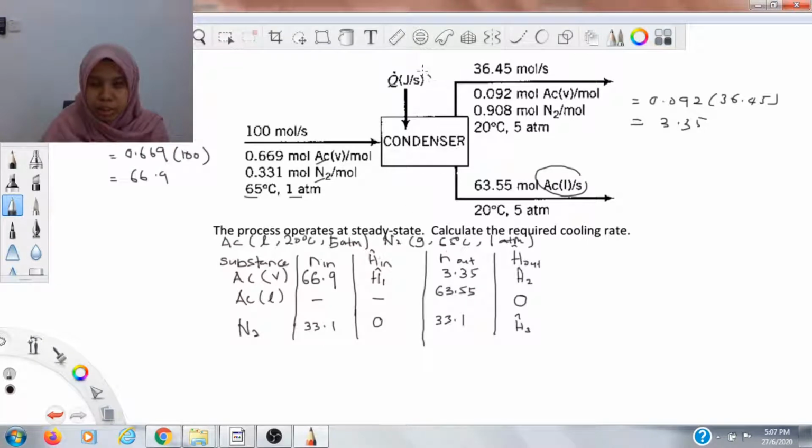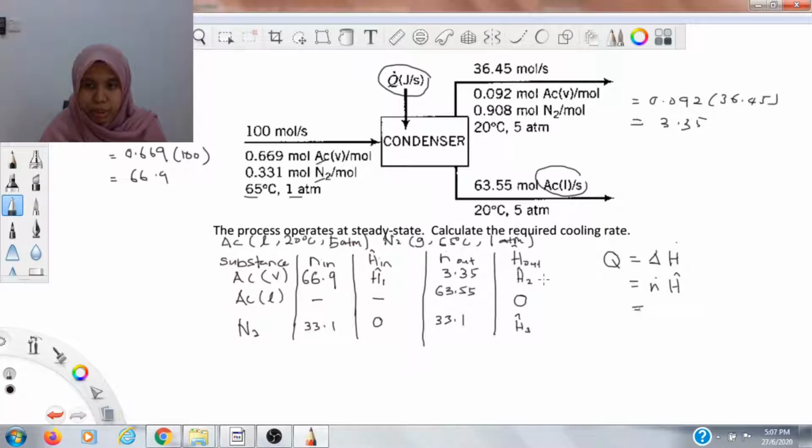Remember, the question is asking for Q. And again, there is no kinetic energy and no potential energy, so we can assume the final equation for this is Q equals delta H. In order to get the delta H, we have to find n times the specific enthalpy.